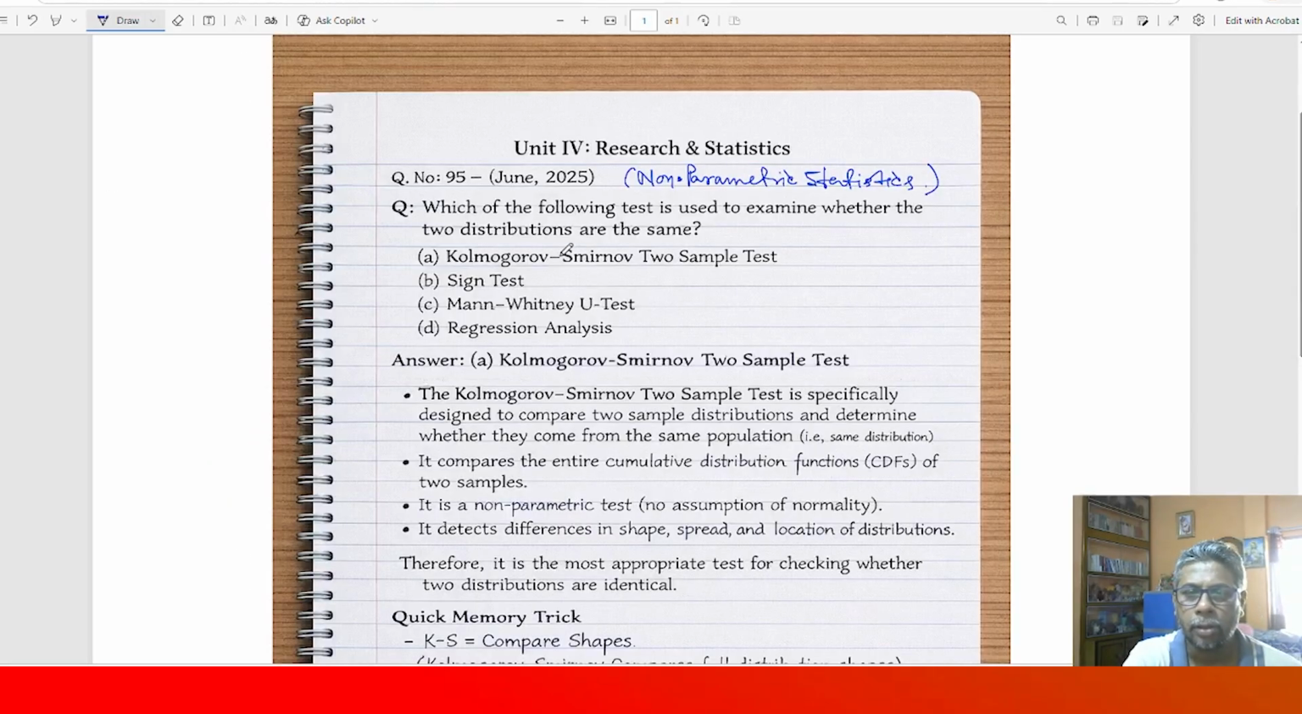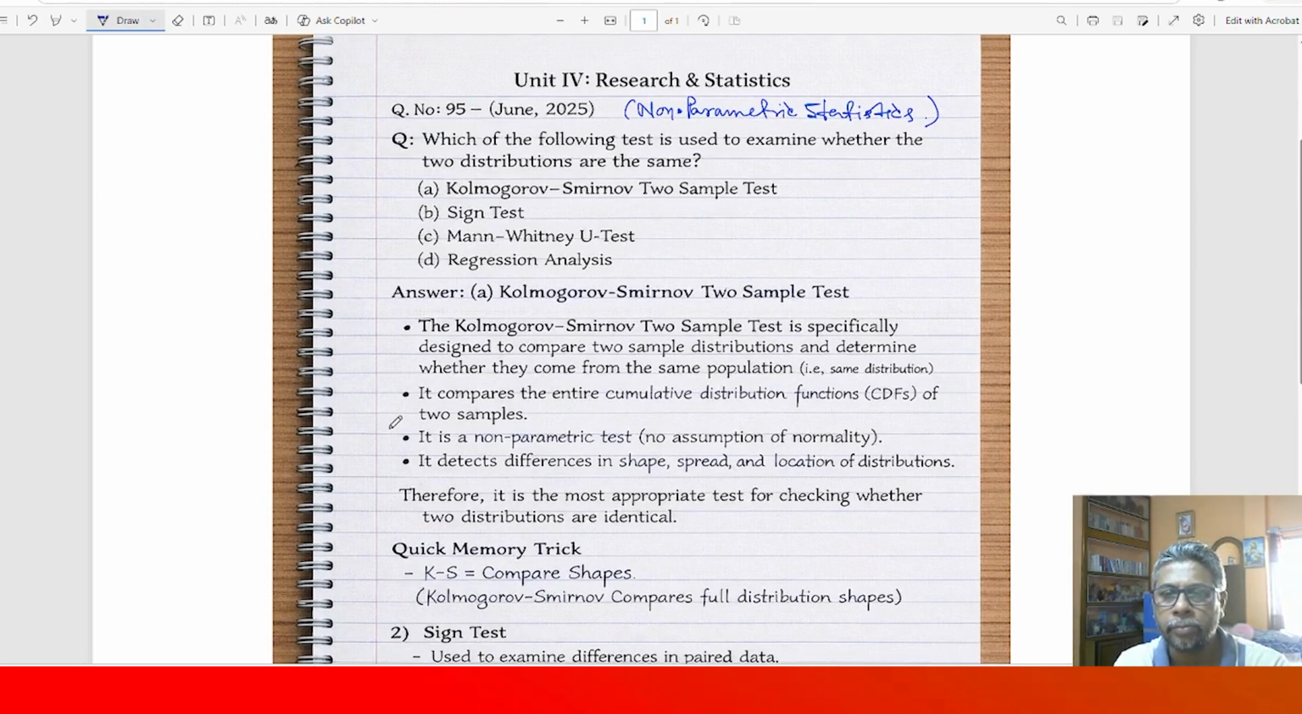Next question. Our next question is based on research and statistics, specifically non-parametric statistics. Which of the following tests is used to examine whether two samples come from the same distribution? They have given four options: Kolmogorov-Smirnov two-sample test, sign test, Mann-Whitney test, regression analysis.